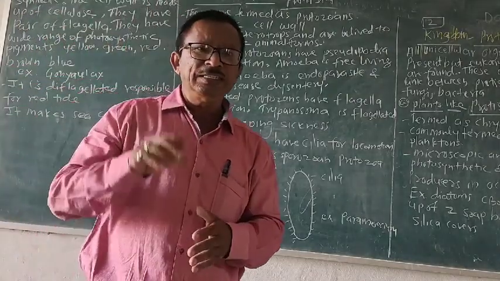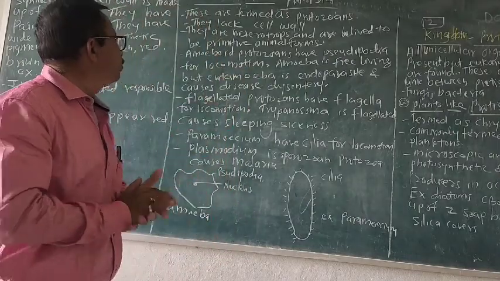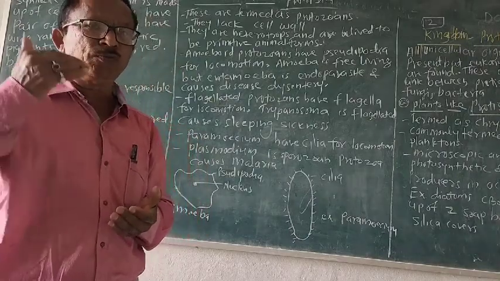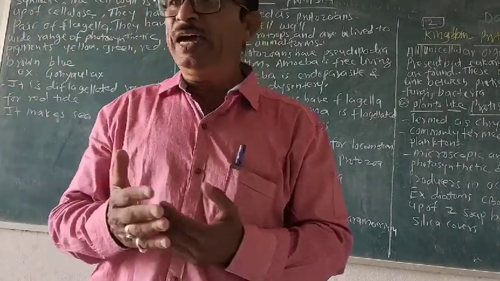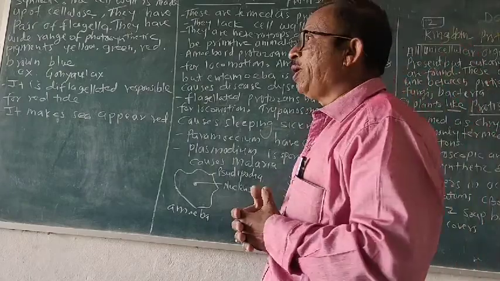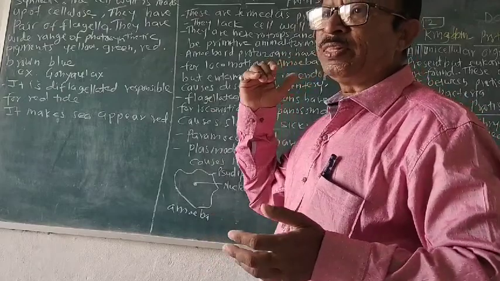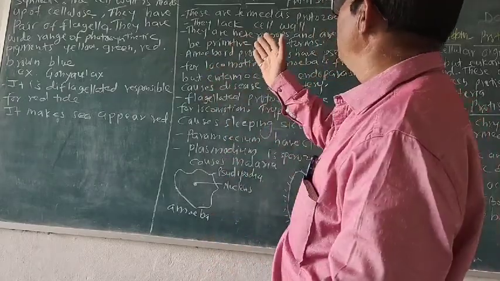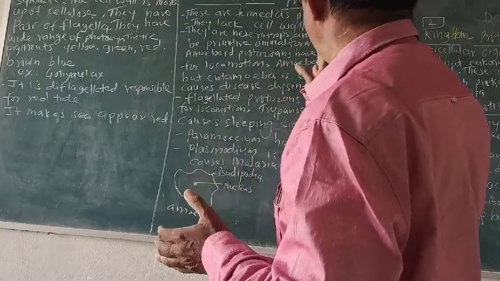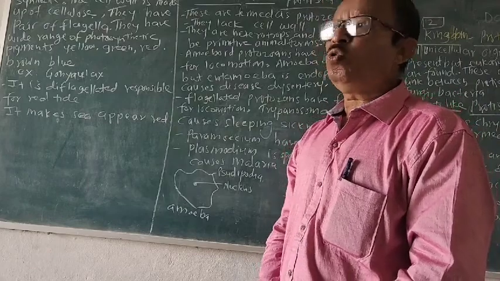They lack a cell wall; the cell wall is absent on their cells. They are heterotrophs, meaning they depend on another for food. They are heterotrophs and are believed to be the primitive animal forms. As we know, diatoms are large in number. Here we also get primitive animal forms, and amoeboid protozoans have pseudopodia for locomotion.